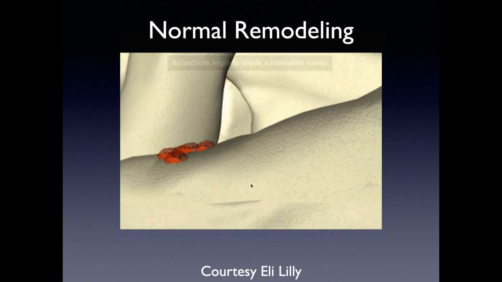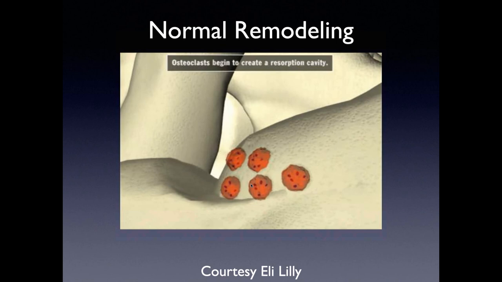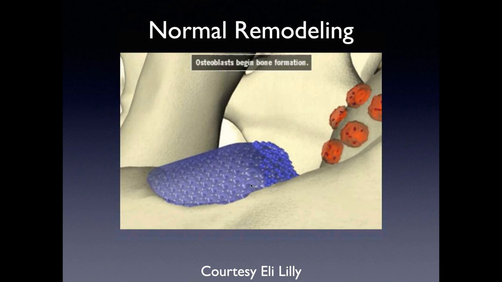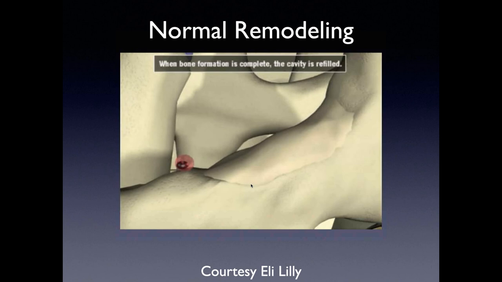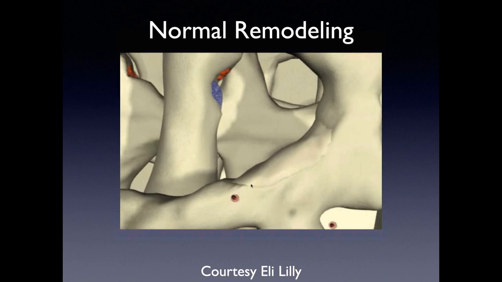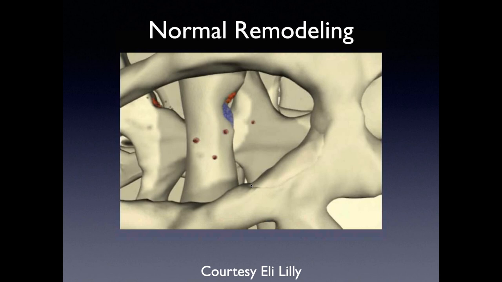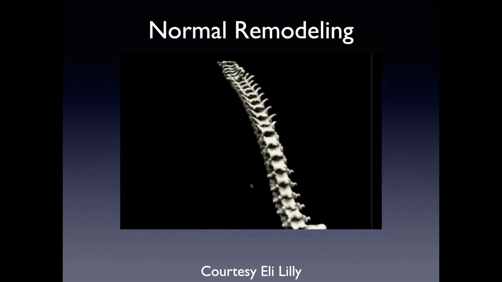This process takes about 1.5 months. The osteoclasts are followed by a team of osteoblasts that refill the resorption cavity. This takes about 5 months, or more than 3 times the duration of the resorption phase. At the end of the cycle, the resorption cavity is refilled and a new packet of bone has been formed. As we leave the scene, we see several sites undergoing active remodeling. By continuously replacing old bone with new bone, the normal remodeling cycle maintains the mechanical strength of trabecular and cortical bone.